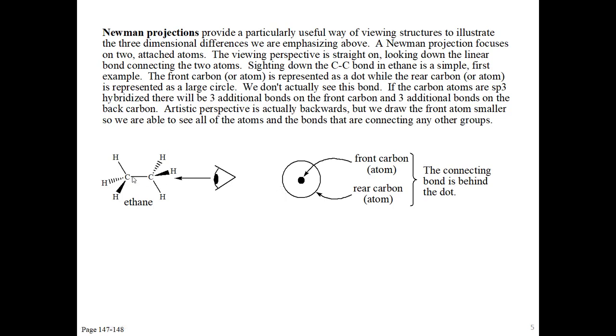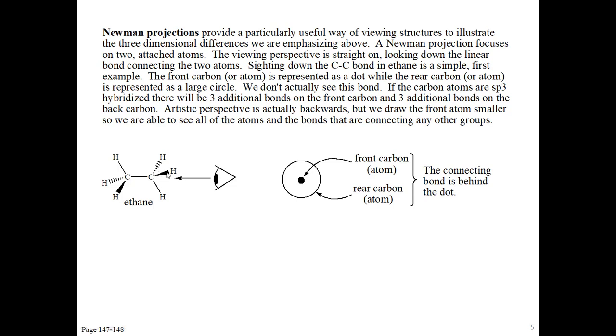Now, we won't see this bond because it's behind the dot, but we will see the other 3 bonds. They will be a little bit unnatural from what we're thinking. These are tipping out at 109-degree bond angles.